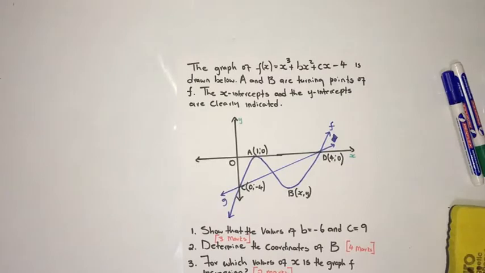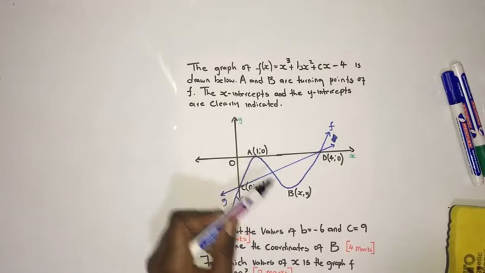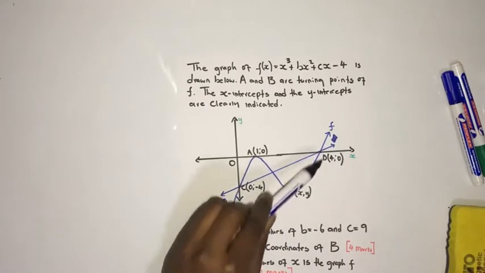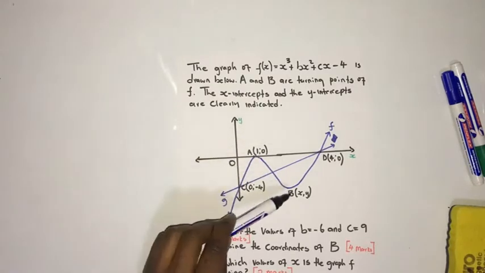Okay, so our problem for the day is as follows. We're given the statement that reads as follows. The graph of f, which is f of x equals x cubed plus bx squared plus cx minus 4, is drawn below. A and B are the turning points of f. We can see the graph is turning there, turning there. So that's a local maximum, local minimum.